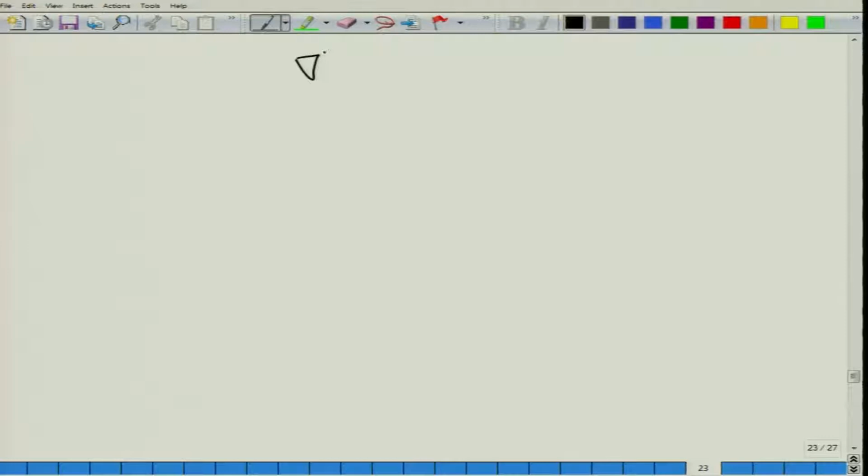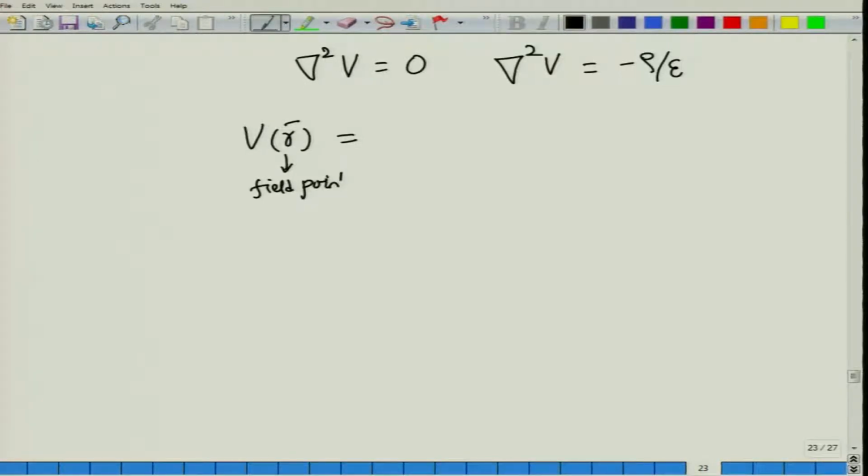We have seen that Laplace's equation tells you that del square V equal to 0, but Poisson's equation tells you that if there is a charge distribution in the region, then this del square V will be equal to minus rho by epsilon. And this del square V equal to minus rho by epsilon, where rho in general can be a volume charge density, always has a solution at any field point r. This is the position vector of the point at which we are considering the potential. This always has a formal solution.